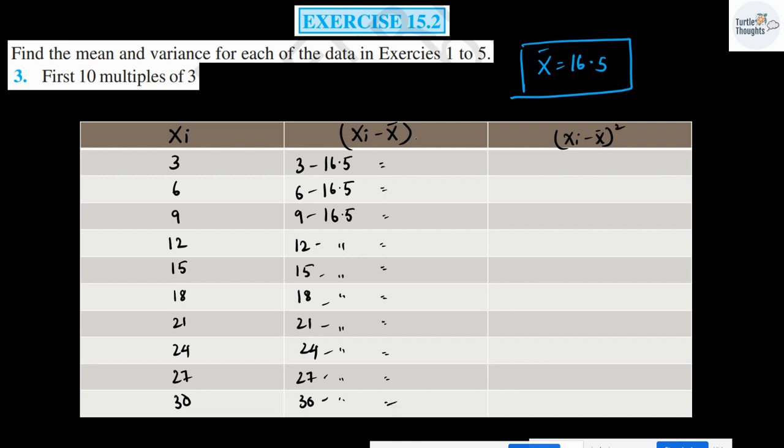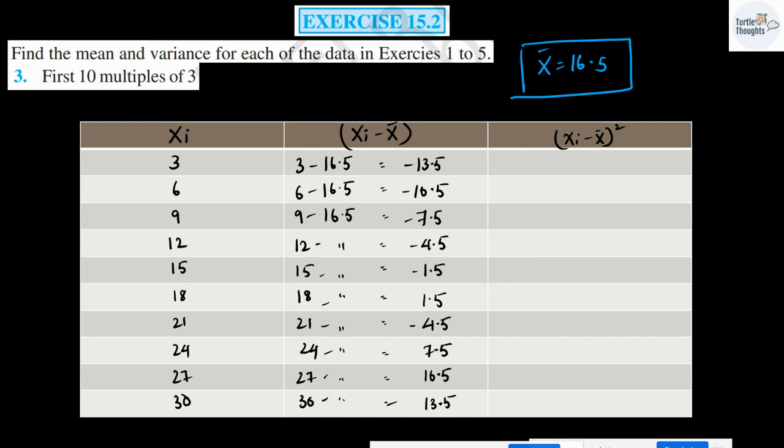3 minus 16.5, it is going to be minus 13.5. Next, minus 10.5. 9 minus 16.5, it is going to be 7.5 with a negative sign. Next, it is going to be minus 4.5. Next, minus 1.5. 18 gives again 1.5 with a positive sign. Next, we're going to have 4.5, then 7.5, then 10.5. 30 minus 16.5, we have 13.5.